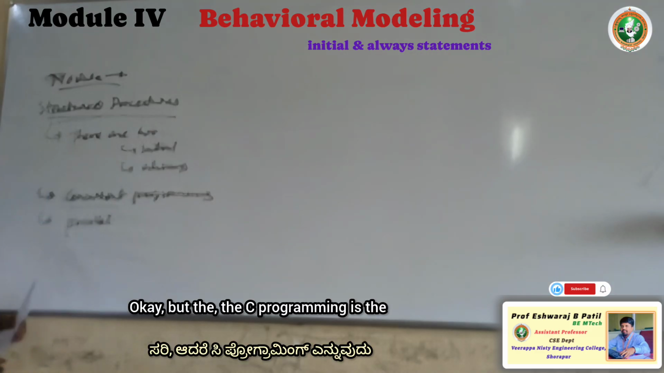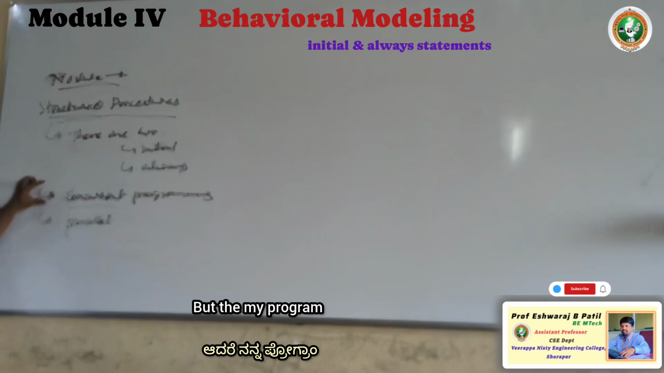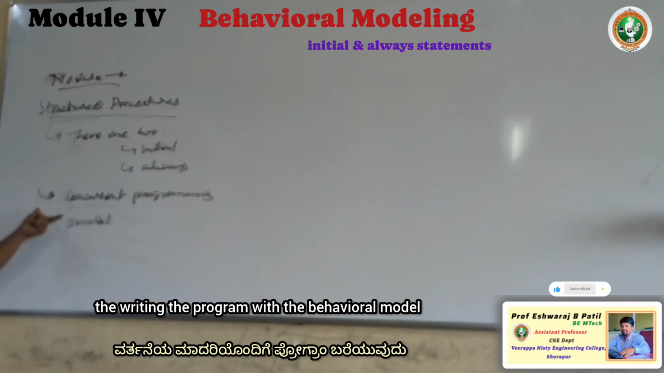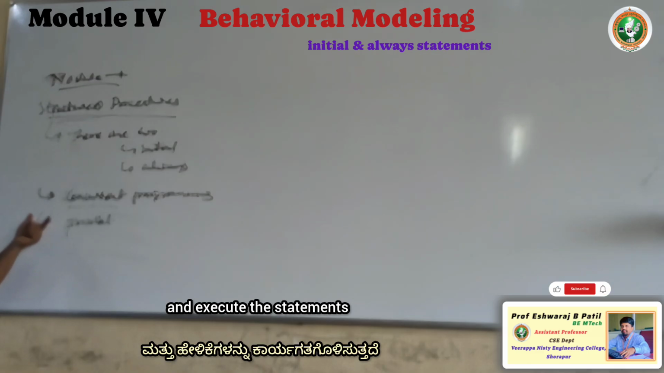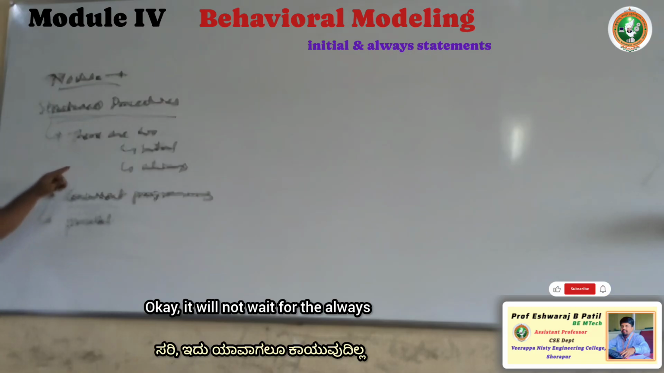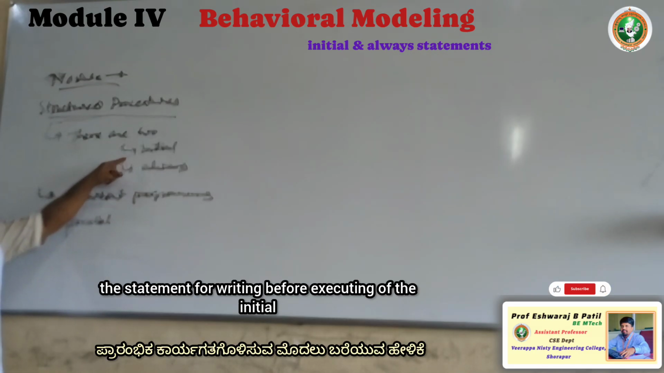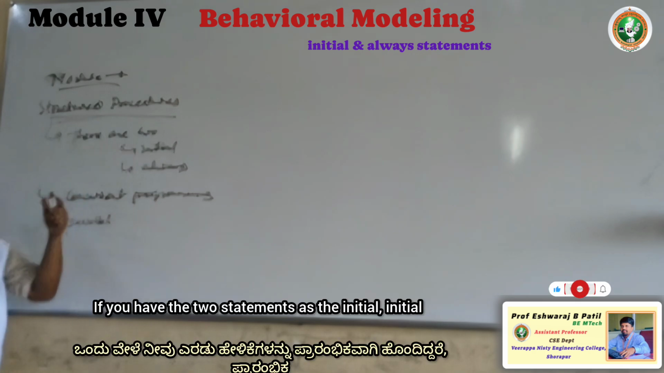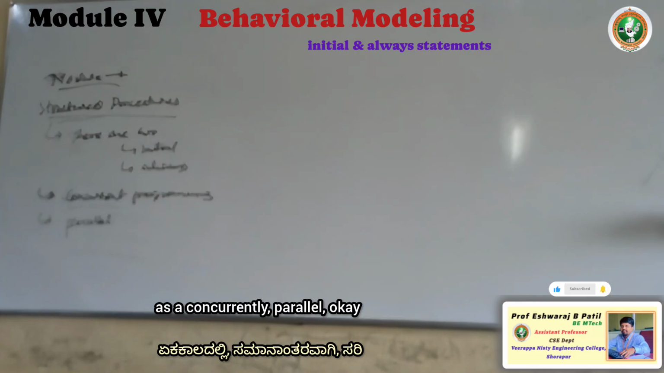But I am not programming the statements to execute sequentially. In a Verilog model, I will write the program so that the statements execute concurrently, not sequentially. It will not wait for the always statement before executing the initial. If you have two initial statements, they will execute concurrently, in parallel.